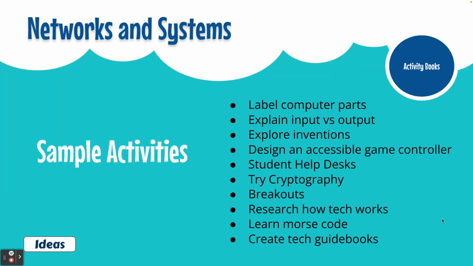As far as sample activities, you could have your students do labeling activities. If you bring in a robot, they could label the parts of that robot. Explain the difference between input and output. So for your littles, maybe you're playing a telephone game. For your older students, maybe you're having them think about how they're going to write a story based on different parts. Maybe they're using spin the wheel to have different things happen in their story.